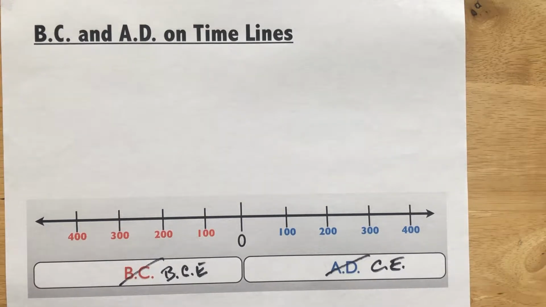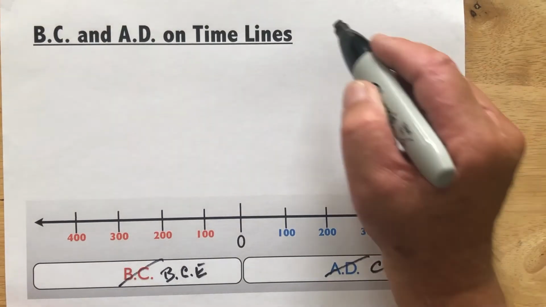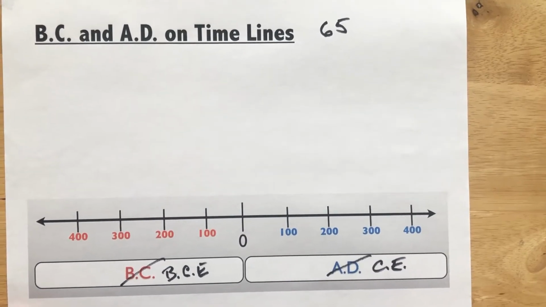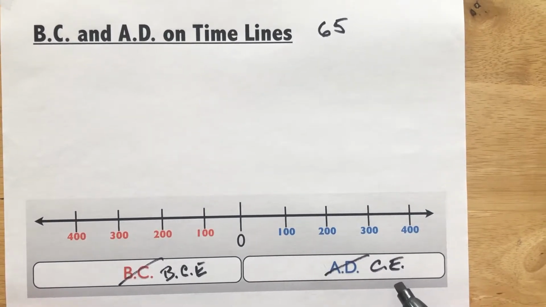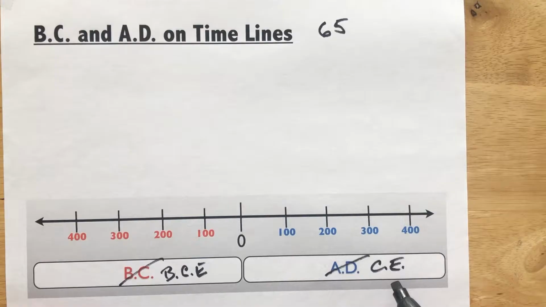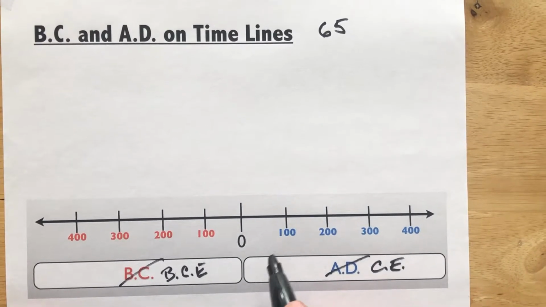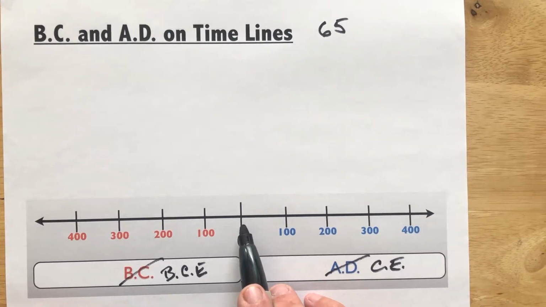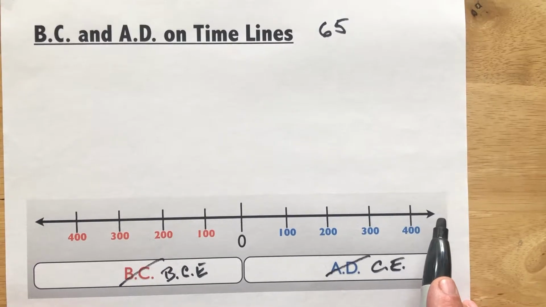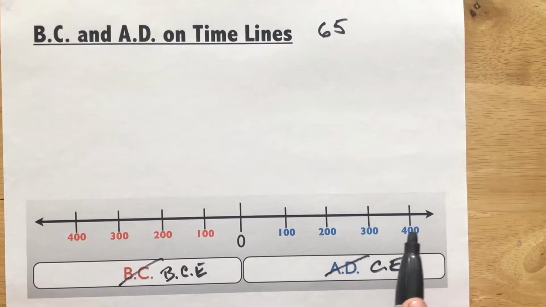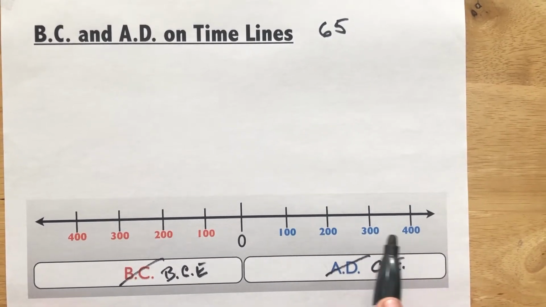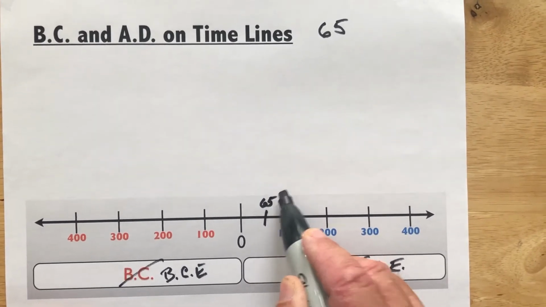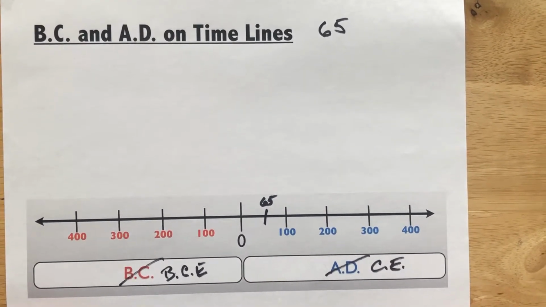So now, if I gave you a date to place on a calendar, for example, the year 65, if I do not give you BCE or CE, then it automatically means it's CE, just common. Now, with all numbers, as usual, going from 0 and getting larger to the right, the numbers are growing from left to right. So this is 0, this is 100, 65 would go about here. That's 65 on a regular calendar.